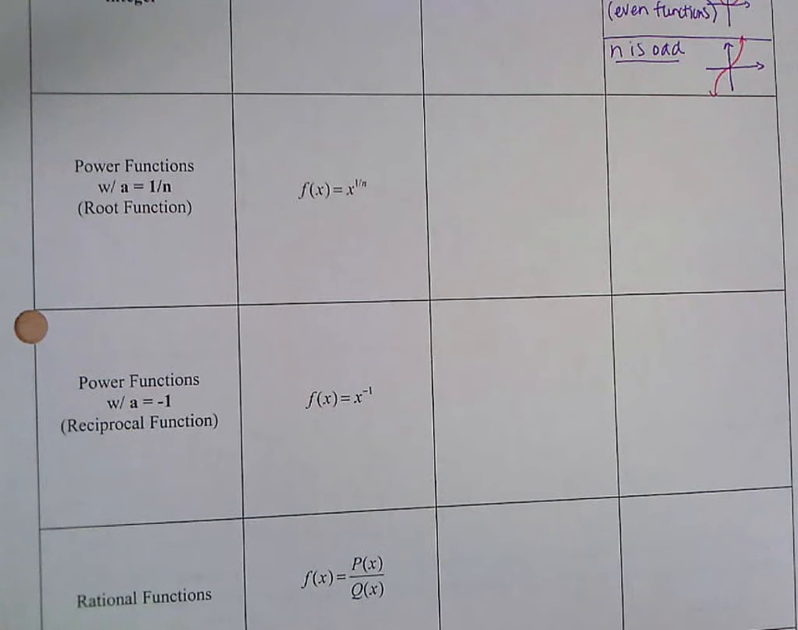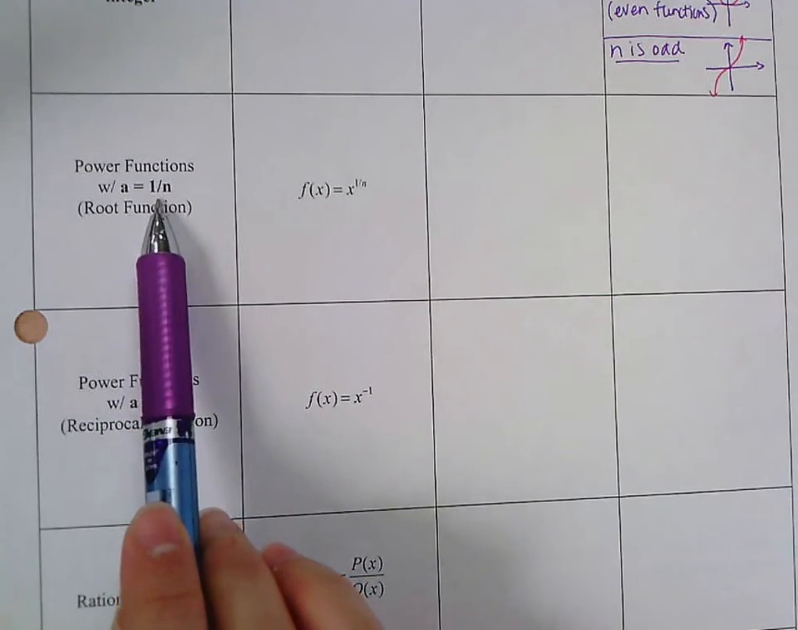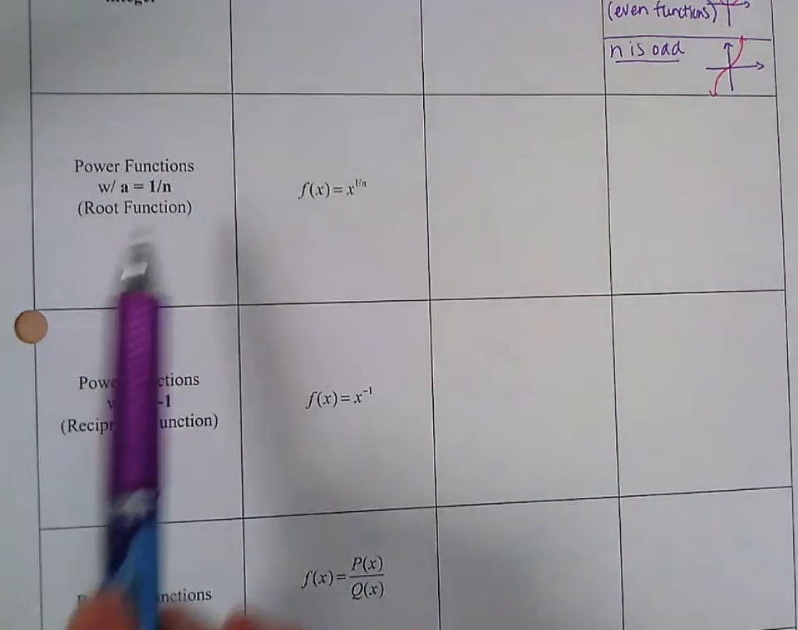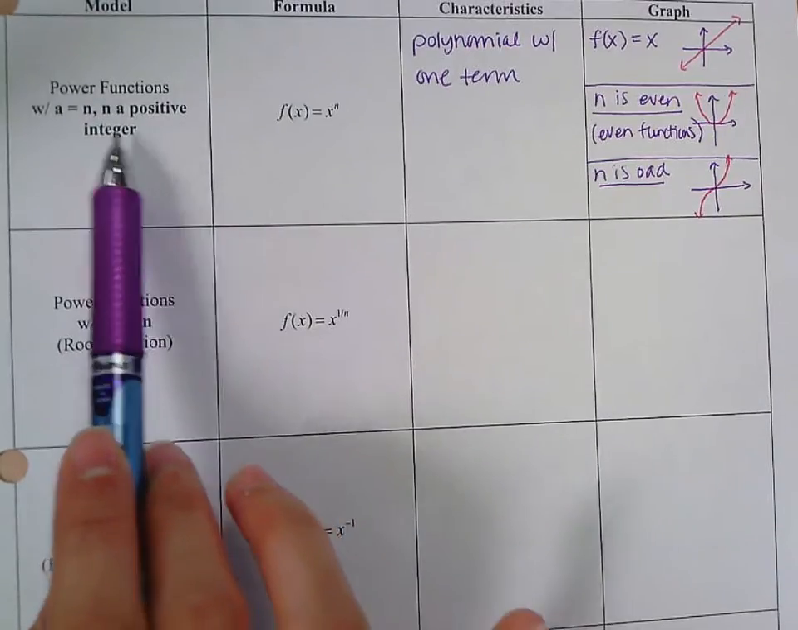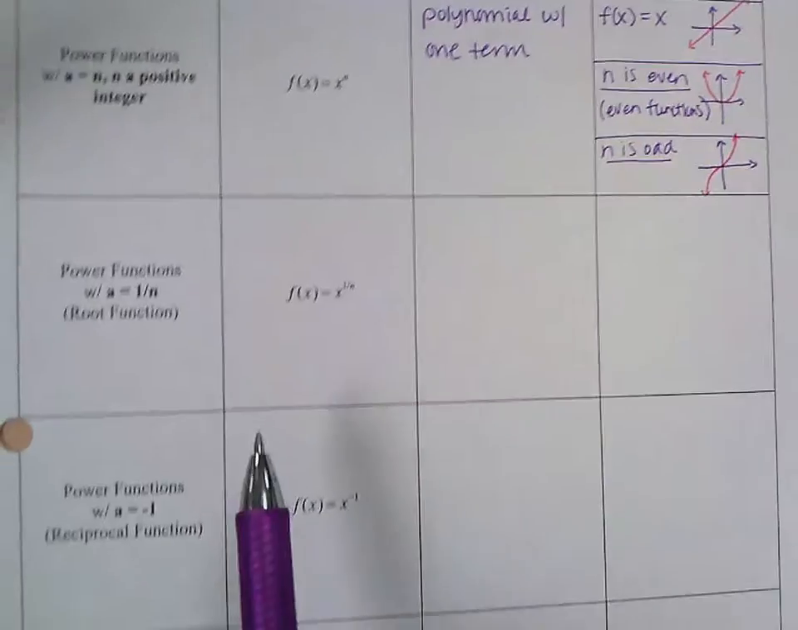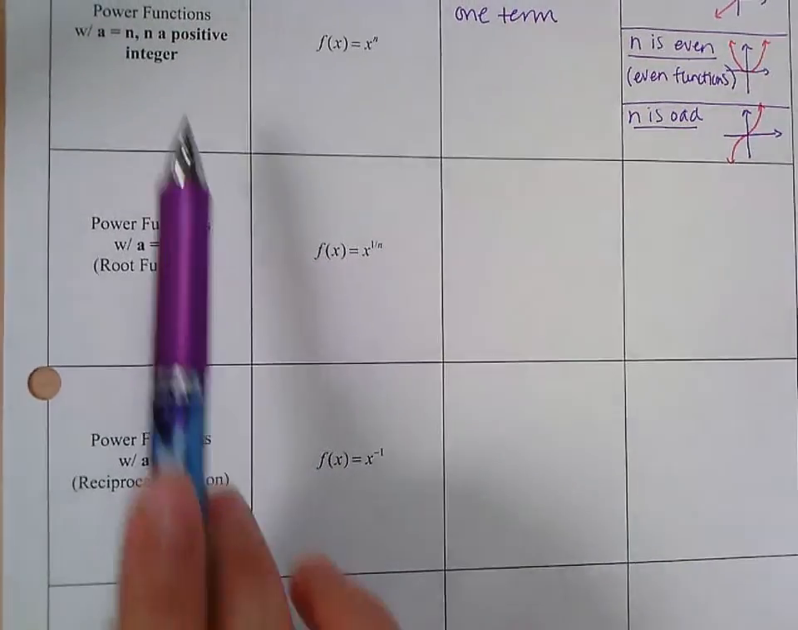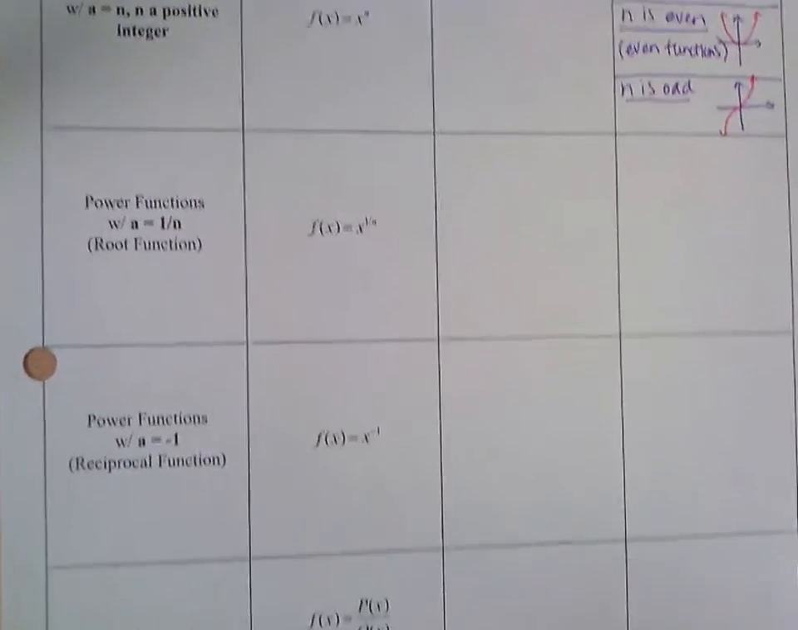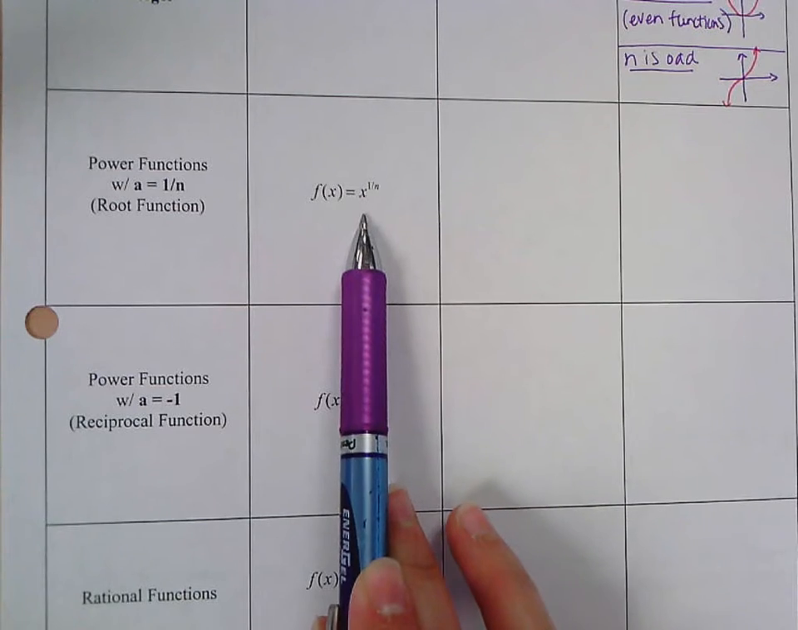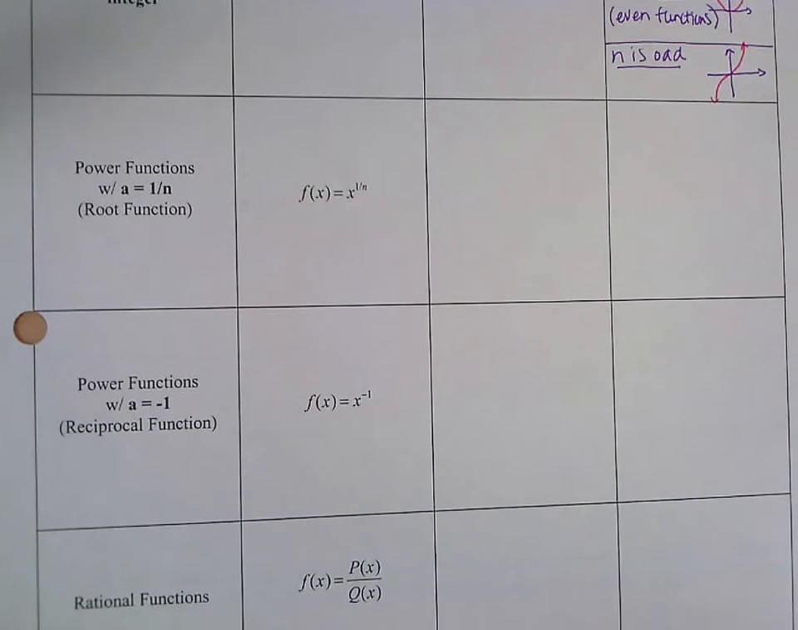So these are also called root functions, but they are in the power functions family because 1 over n is still going to be a constant. N here is still being defined as a positive integer. So n has that same characteristic that it had above. So here's what that would look like if you had 1 over n as your exponent. You might remember this from algebra.